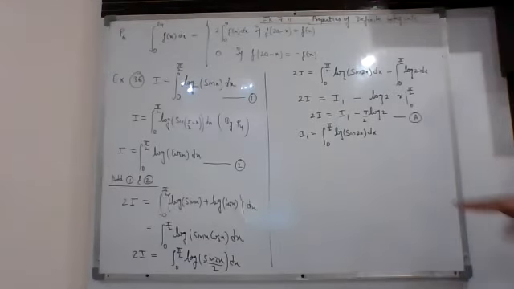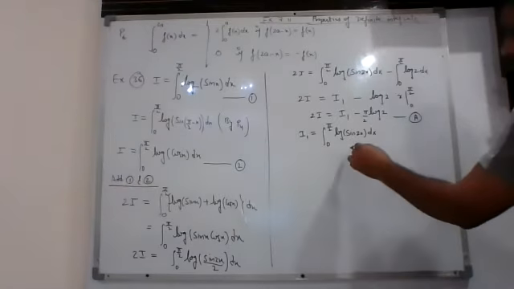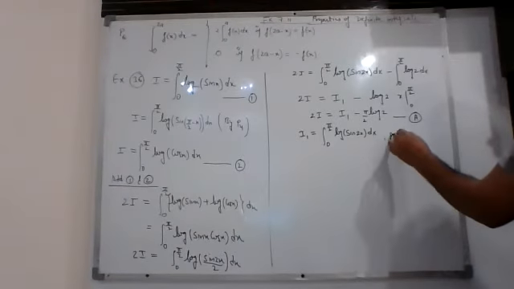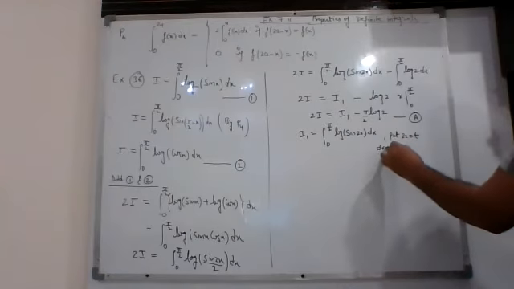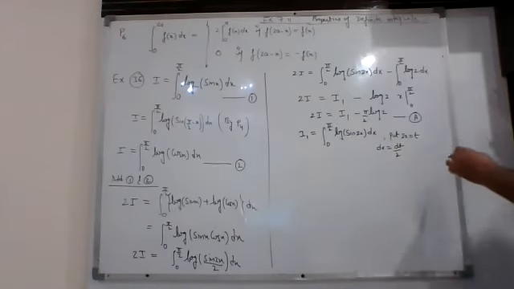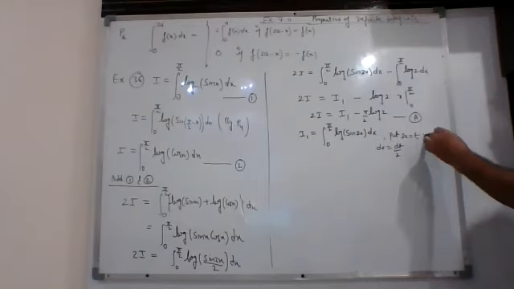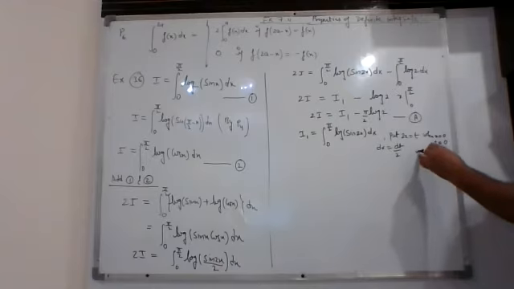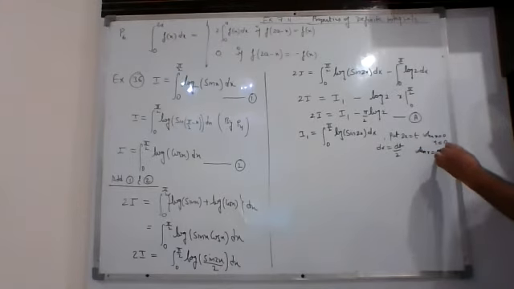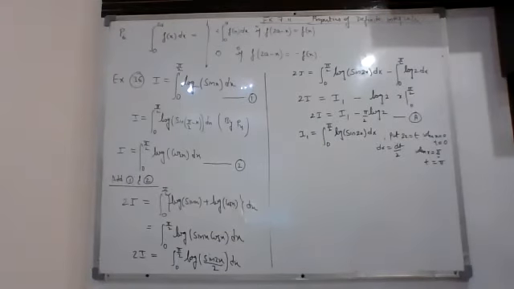Now here we will take 2x is equal to t. So when you differentiate, you will get dx is equal to dt by 2. Let us change the limits also. When your x is 0, your t will be equal to 0. And when your x is 90, then your t will be equal to 180.